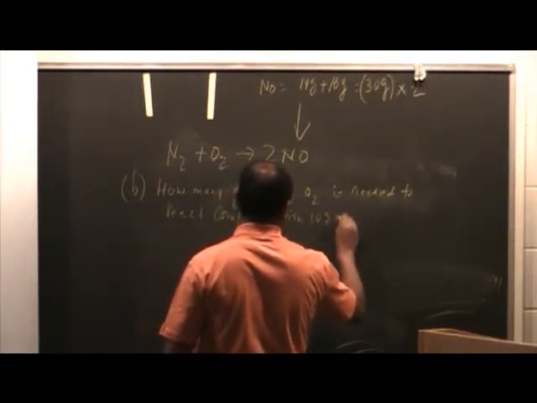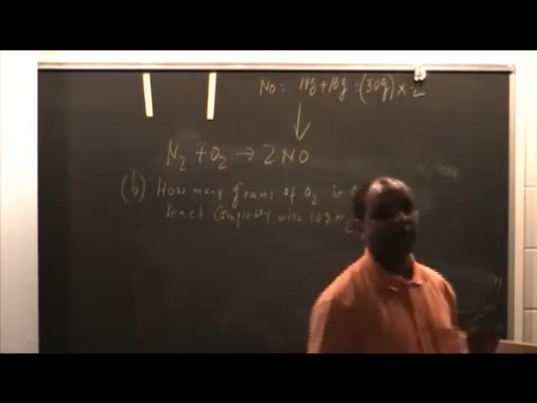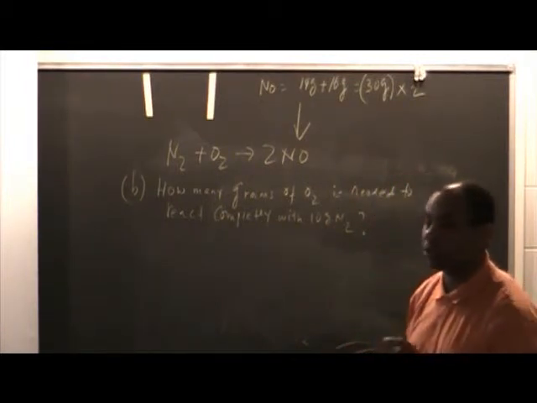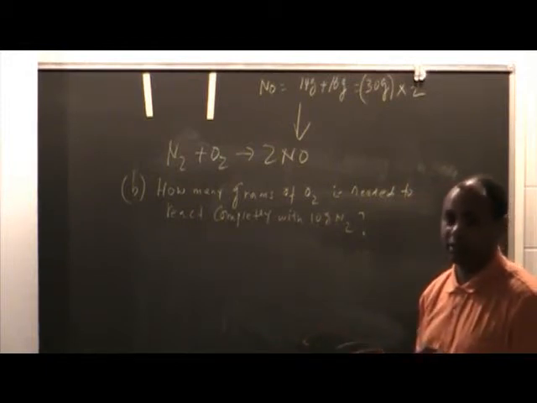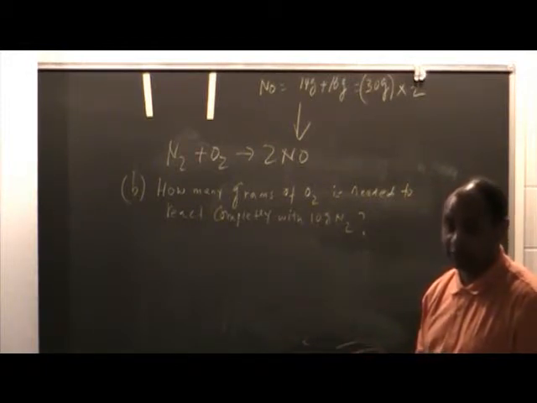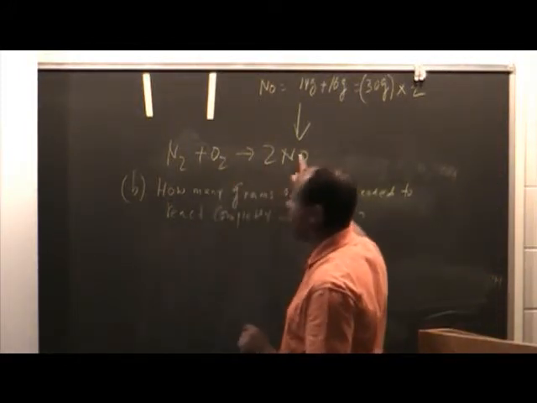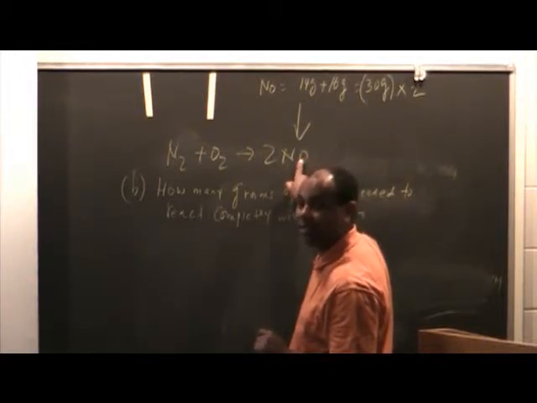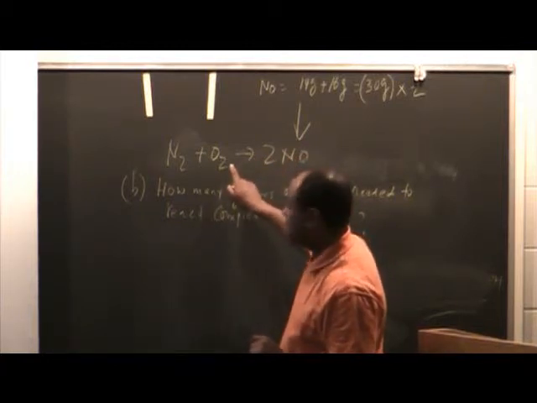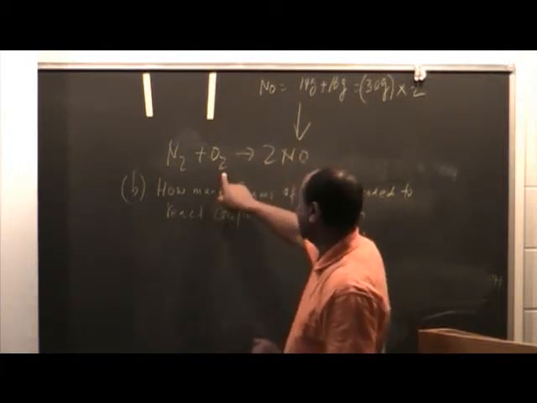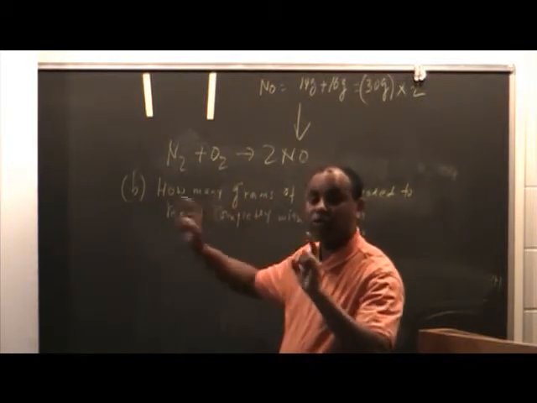Now you need to understand the problem first, okay? This time, you're not going to compare reactants to products. You're going to compare reactant to reactant. That is really very important to understand the question. The question is not how much nitrogen monoxide you get at the end. That's not the goal. The question is, how many grams of oxygen are needed to react with 10 grams of nitrogen? So you're going to compare nitrogen with oxygen.